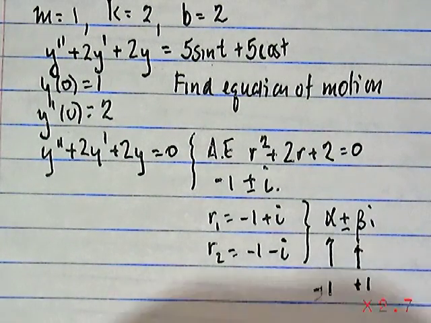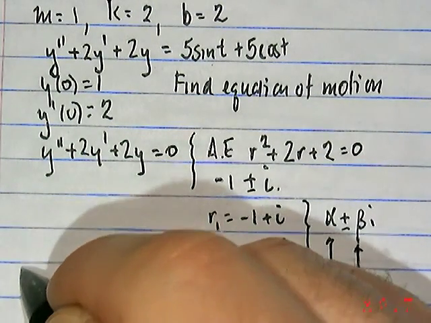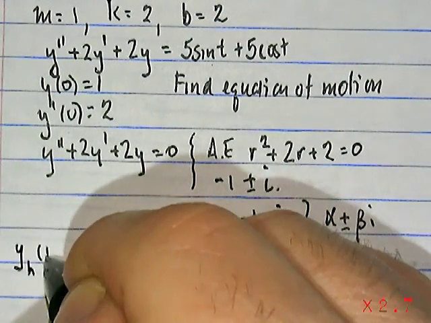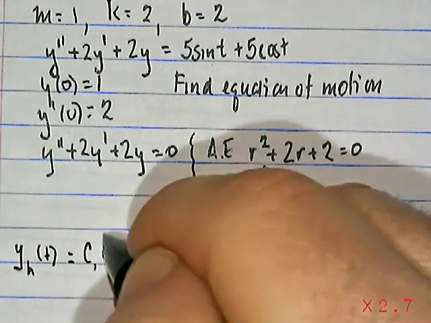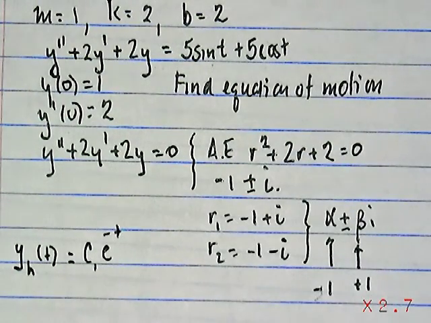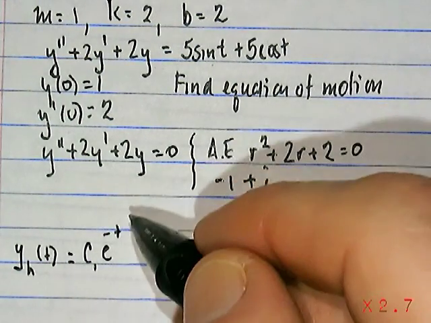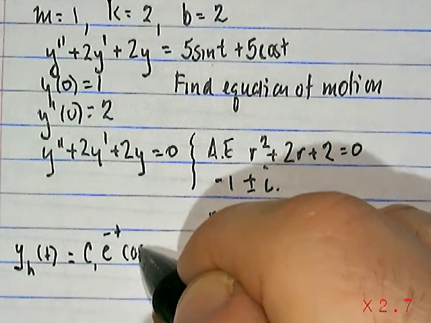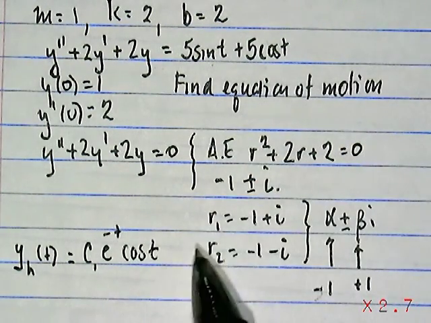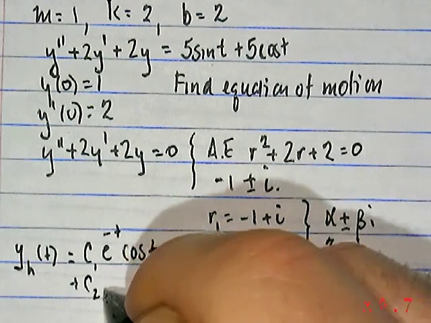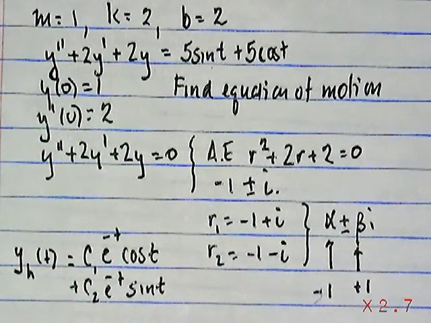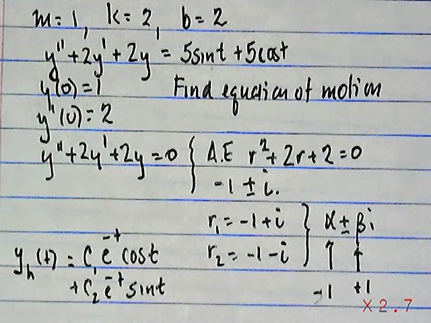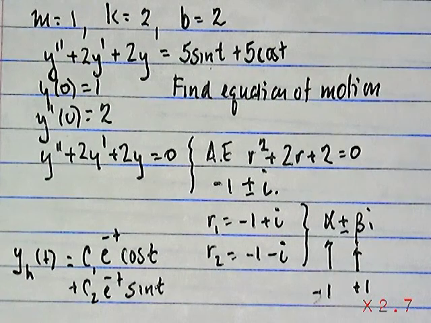So we know then that the solution for the homogeneous equation, if we write it over here as y sub h of t, we immediately know it's a constant, say c1, times e to the minus t, because alpha is -1, times cosine of t, because beta is equal to 1, so it's just 1 times t, plus c2 times e to the minus t sine of t. So we've got the homogeneous solution for this particular mass spring system, but now we need to go ahead and find a particular solution.